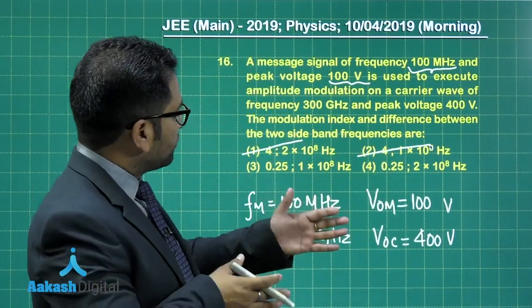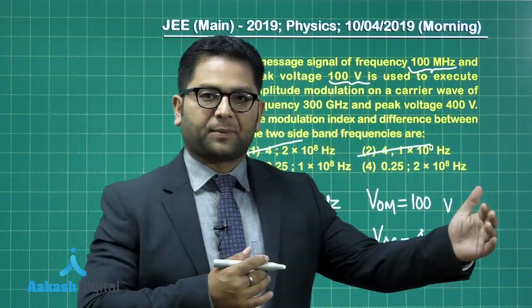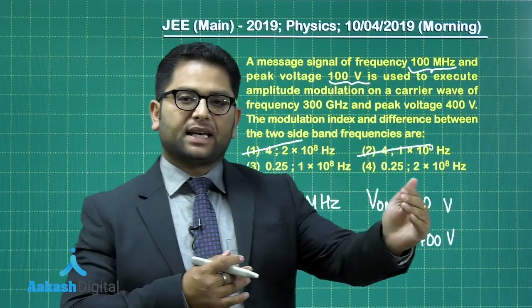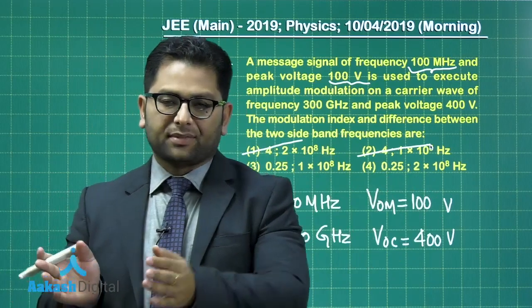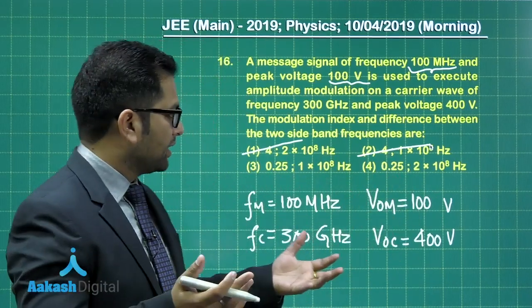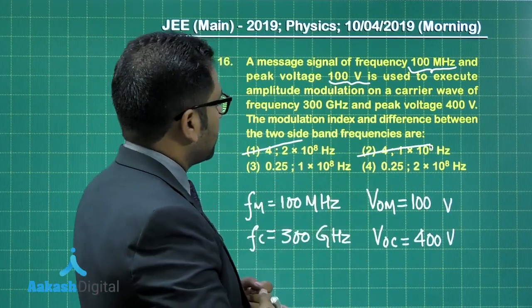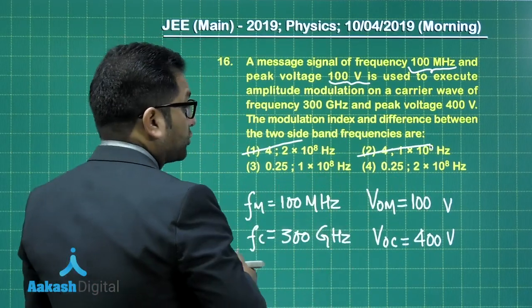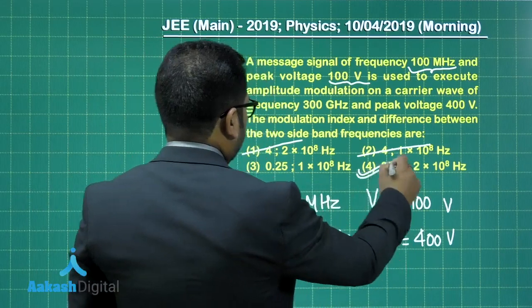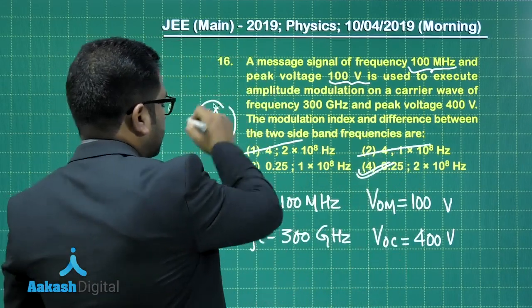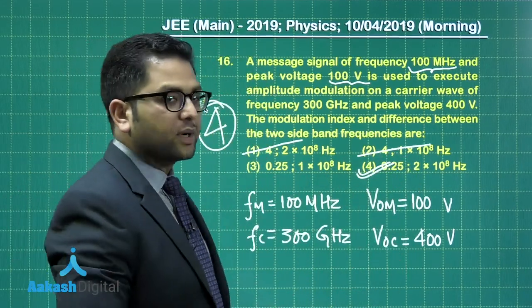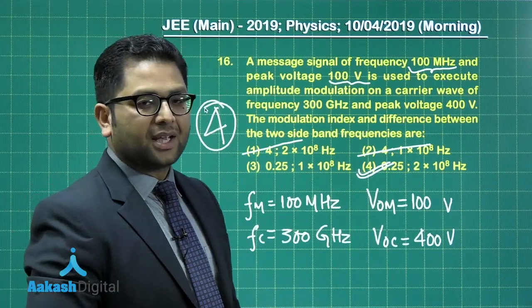And the difference between the two side band frequencies, the difference of FC plus FM and FC minus FM, will be 2 FM. So that will be twice of this, 200 megahertz, that is 2 into 10 raised to the power 8 hertz. So option number 4 would be the correct option for question number 16. Let's move to question number 17.